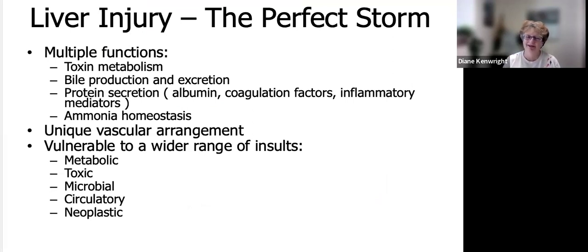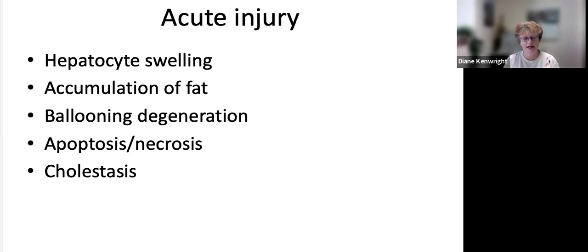liver injury. So liver injury can be caused by multiple things because of its multiple functions and its unique anatomy. The liver's multiple functions, toxin metabolism, bile production, protein secretion, ammonia homeostasis, means that it is vulnerable to a very wide range of insults. First thing we're going to think about is what happens in acute injury from any cause, viral causes as well as toxins. You get these 5 things happening.